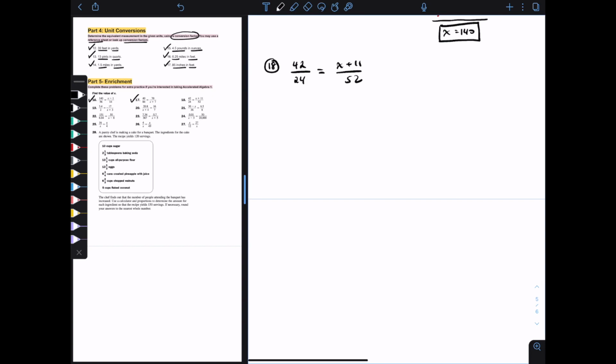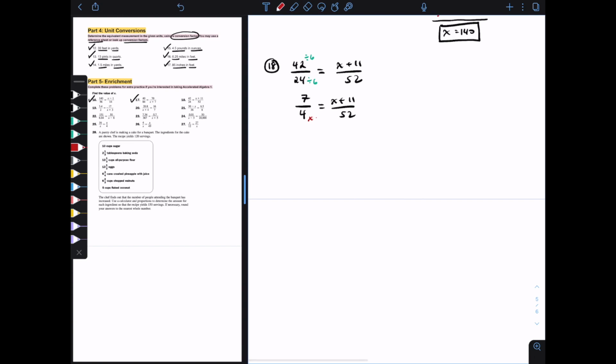And if we think about this, I don't know, 24 doesn't go into this evenly. I'm sure we could use a fraction or decimal, but I'm going to prefer to see if we can simplify this a little bit. I think we can divide these both by 6, right? Yeah, dividing them both by 6. 42 divided by 6 is 7. 24 divided by 6 is 4. Is equal to x plus 11 over 52. Looks like I picked the GCF, which is helpful.